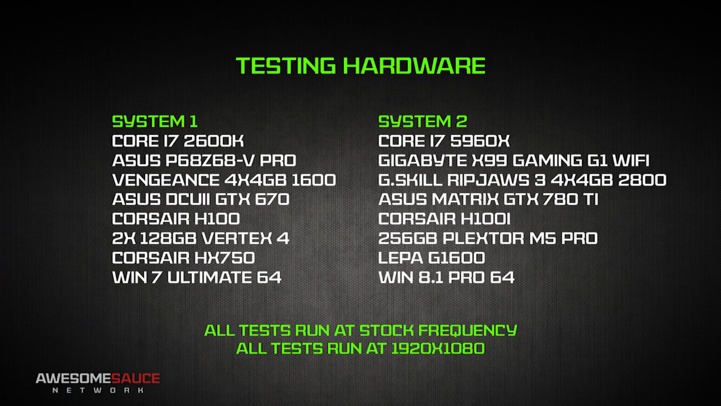All right, so here are the contenders. In the left corner, we have the Core i7 2600K. In the right corner is the Core i7 5960X. So there you guys have it. Those are all the specs of each system. And honestly, this is going to be a slaughter. I'll let you guys know, and you could probably assume that just given the hardware on both sides.